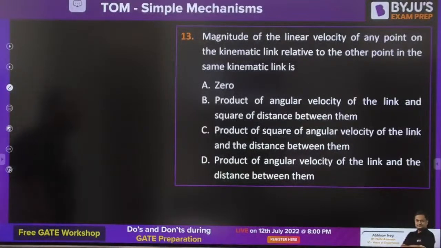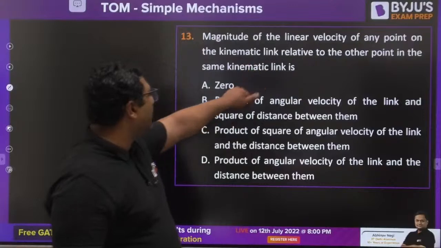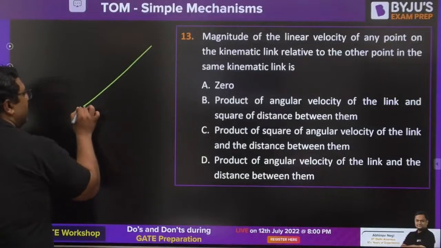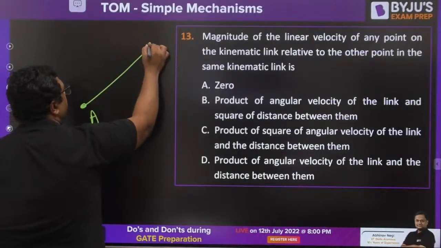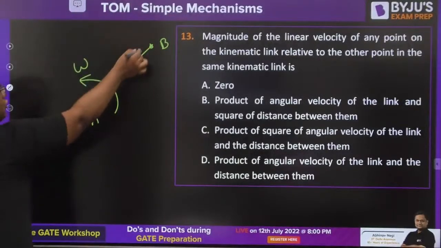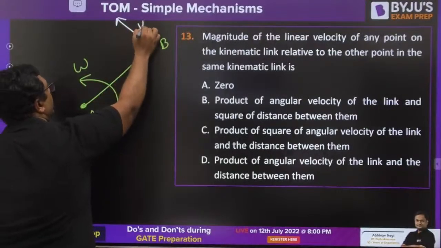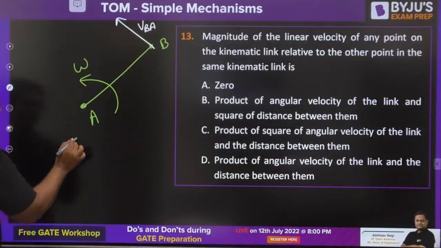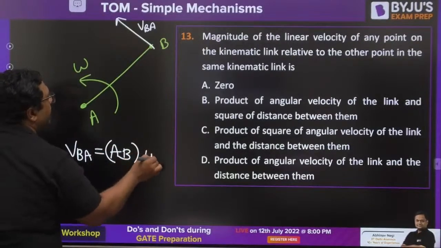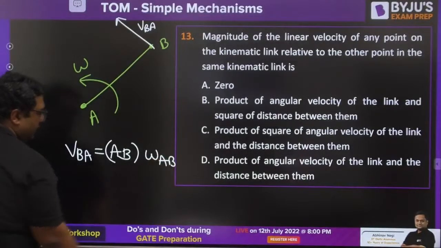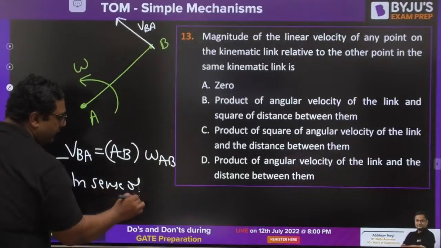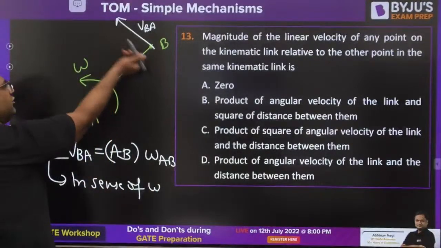Next question. Magnitude of the linear velocity of any point on the kinematic link relative to the other point in the same link. If this is the link, let us say this is point A, this is point B, and it is rotated with an angular velocity of omega. You know that velocity of B with respect to A is AB into omega AB, and the direction will be in the sense of omega. If omega is going like this, direction will be this.